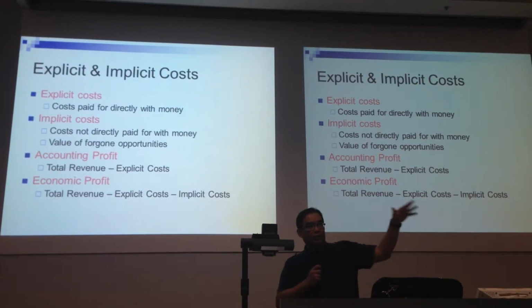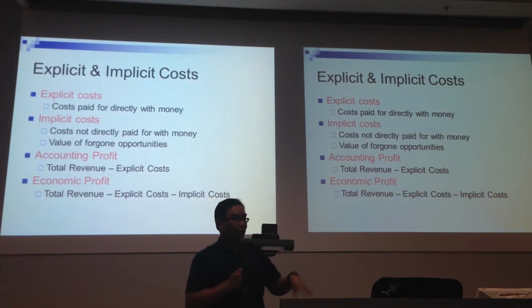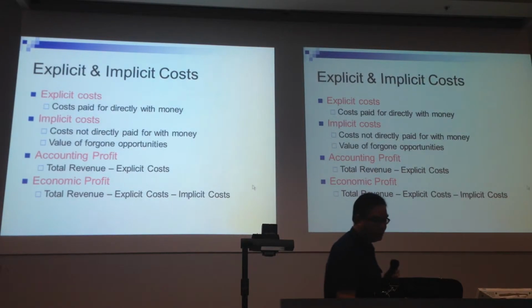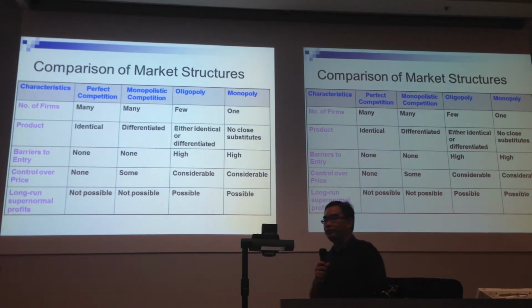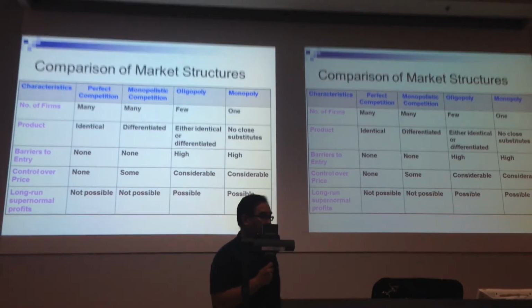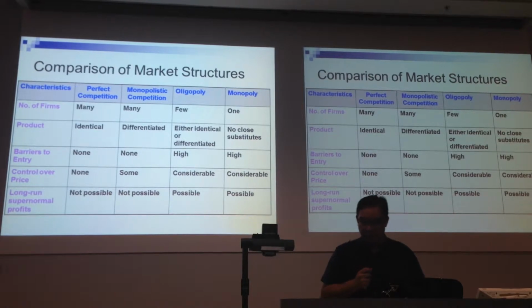Then the next few topics cover the four different market structures. This is also given in your notes. Under perfect competition, there is an overview comparison of the characteristics of the four market structures.